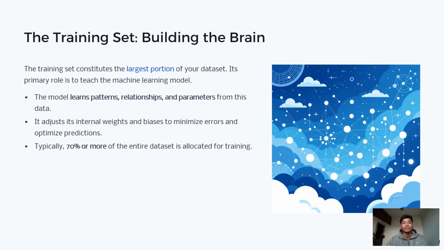Yeah. Training set, building the brain. The training set is the biggest part of the data. This is where the model learns, it finds patterns, adjusts weights, reduces errors, and tries to understand the relationship between features and outputs. Usually, about 70% or more of the data is used for training. You can think of it as the model's classroom. This is where all the learning happens.